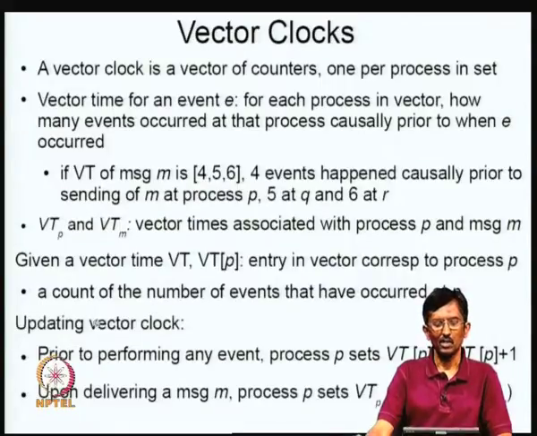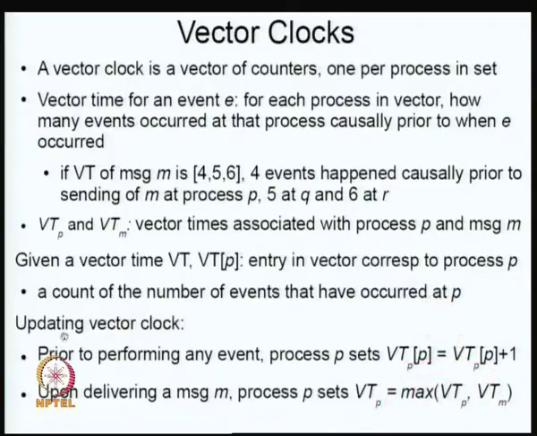Now, how do I update a vector clock? Suppose I am at process P, and my vector time is VT(P). I am going to do some event right now, and I want to label that event with some vector time. What do I do? Because I am at process P, I just increment the corresponding entry for process P. I say VT(P)[P] equals VT(P)[P] plus 1.